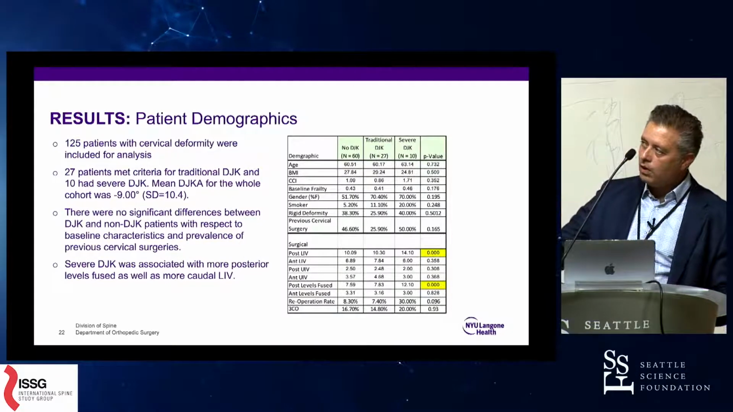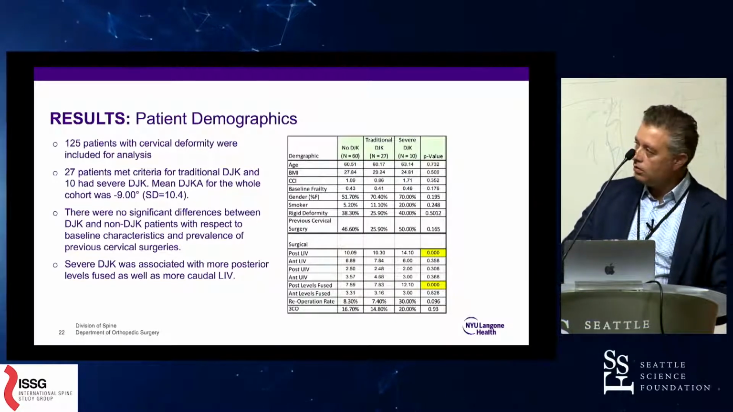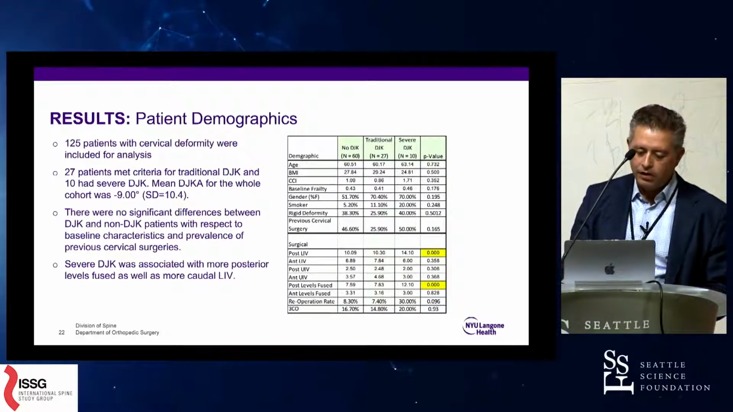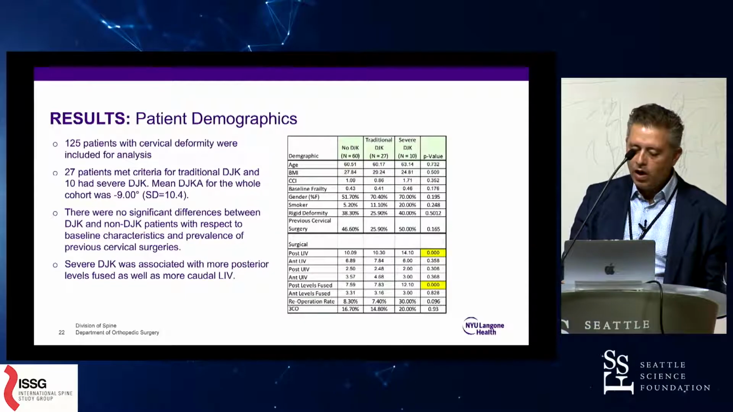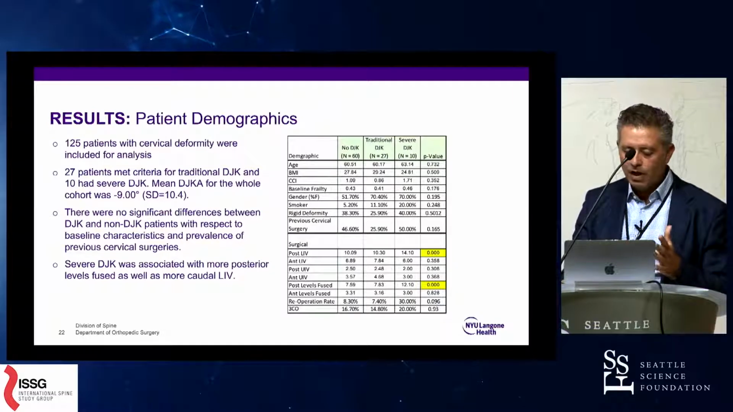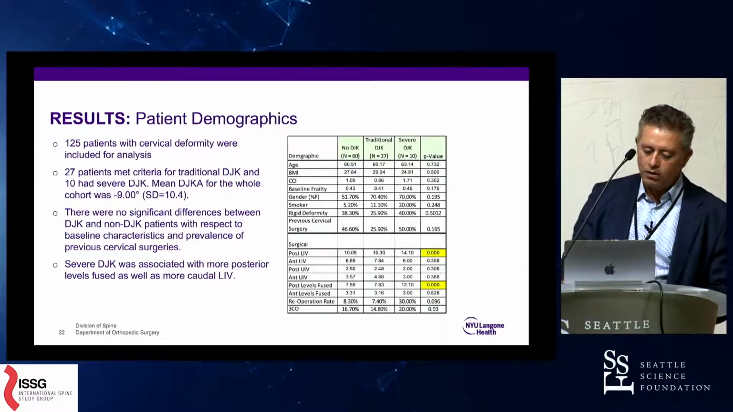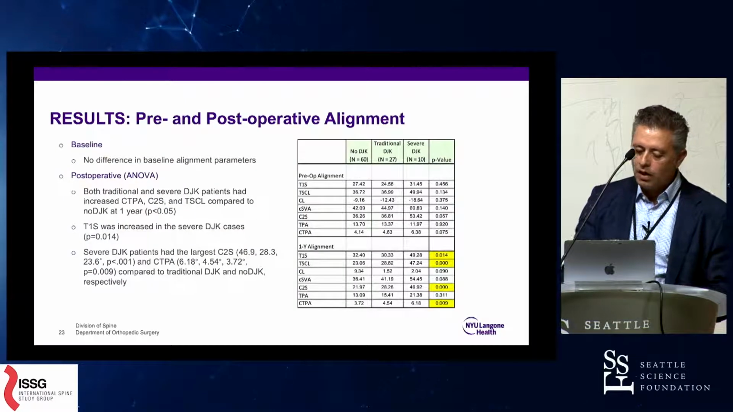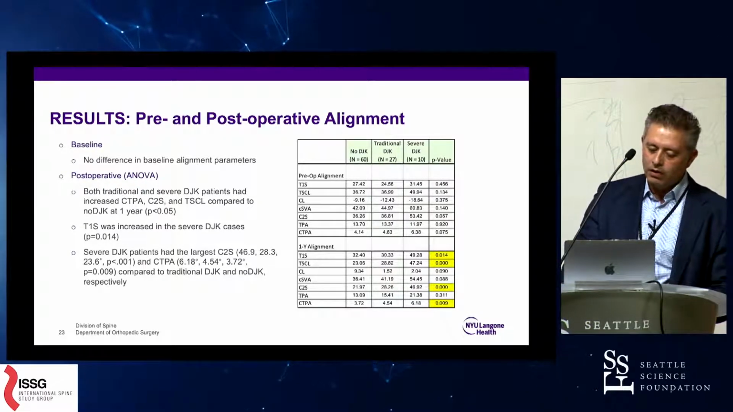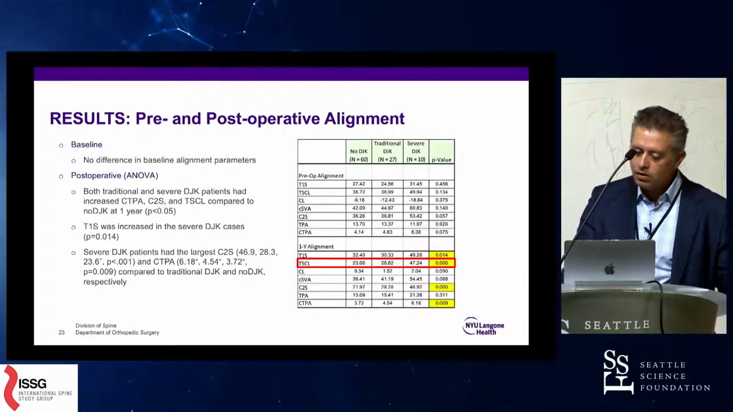And this time we had 125 patients with longer follow-up, so a more mature study. 27 patients had traditional change in 10 degrees, and 10 had the more severe distal junctional kyphosis. And if you looked at the baseline parameters, there weren't really any differences in the groups. So it's probably what we're going to end up in the postoperative alignments that are going to bring out the problem here. But the severe DJK were associated with more posterior levels fused as well as a more caudal LIV. So maybe if the surgeon wasn't getting the alignment right and going very long, it was going to be a risk factor. Baseline, like I said, no differences in parameters in the three groups, no DJK, traditional, or severe.